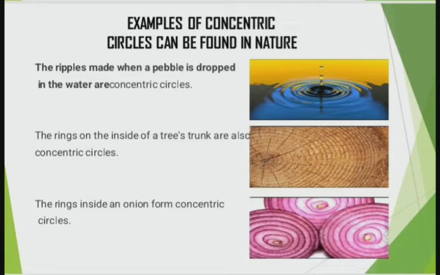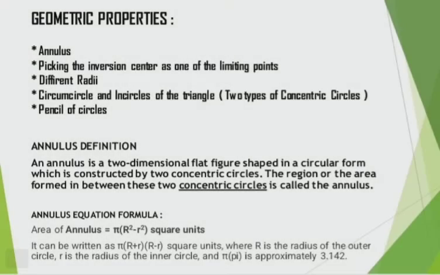Examples of concentric circles can be found in nature. The ripples made when a pebble is dropped in the water are concentric circles. The rings on the inside of tree trunks are also concentric circles.